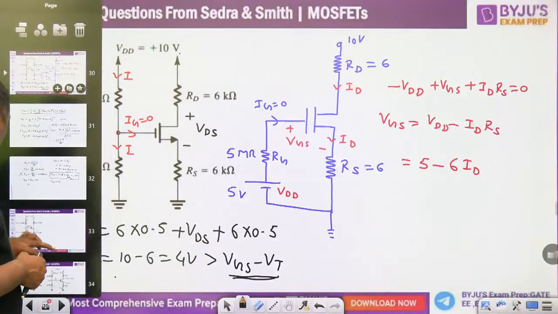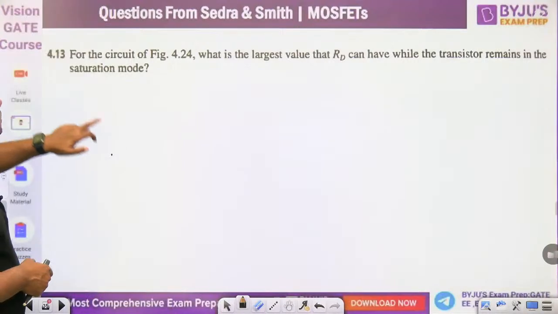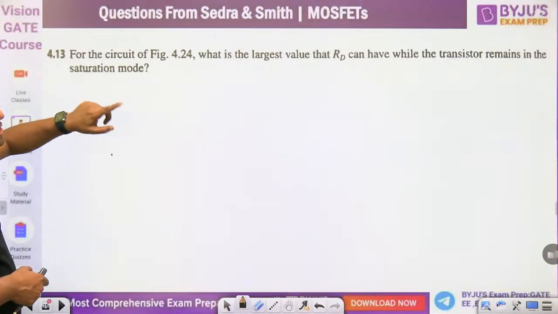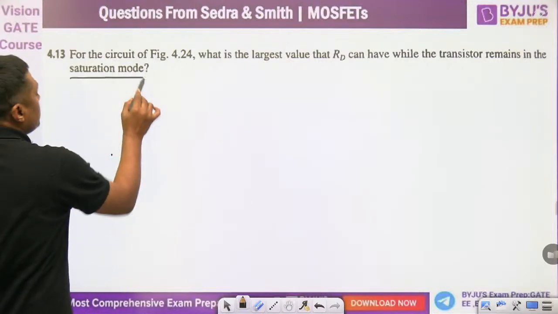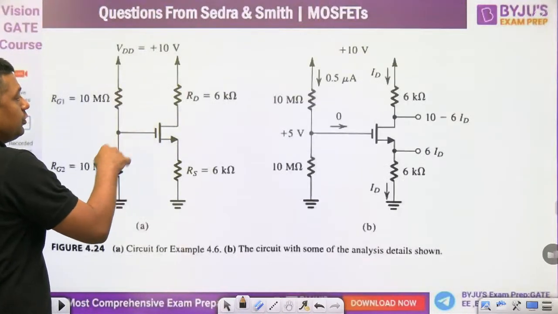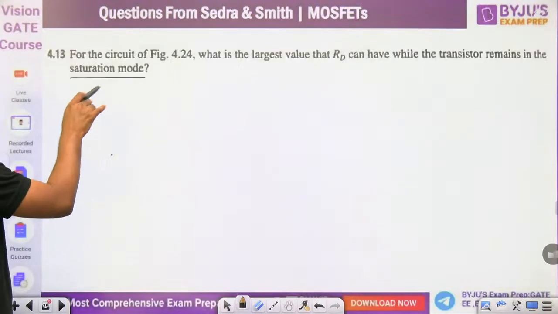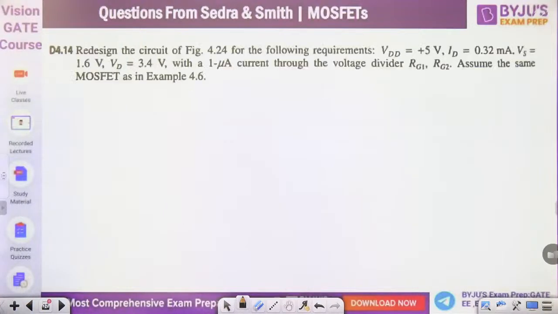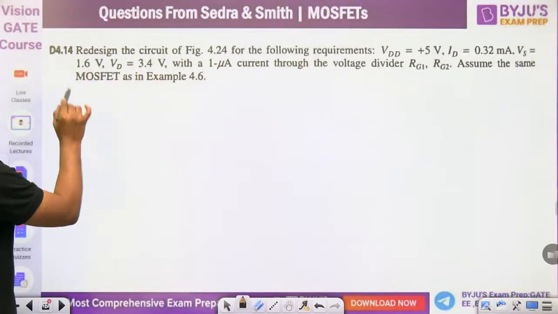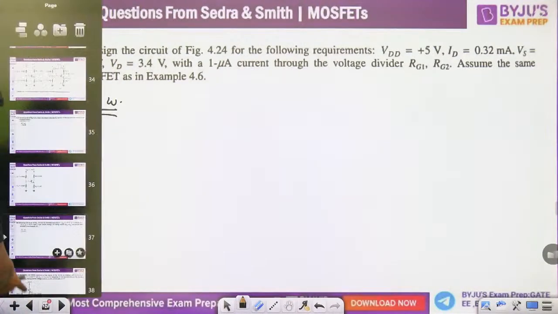Now it is time for homework. I have already solved one. Now this is the question: for the circuit of the figure, what is the largest value that RD can have while the transistor remains in saturation mode? Same diagram. For the diagram, you can join my Telegram channel, where you can find it, solve this question and give me the answer there. Second question: redesign the circuit of the figure, same diagram, for the following values. Again, this is homework. So 2 questions as homework.